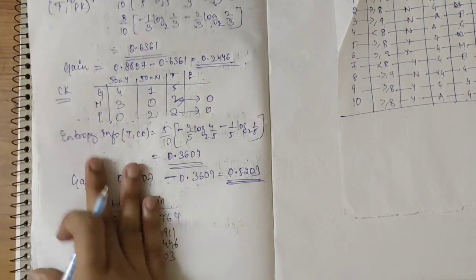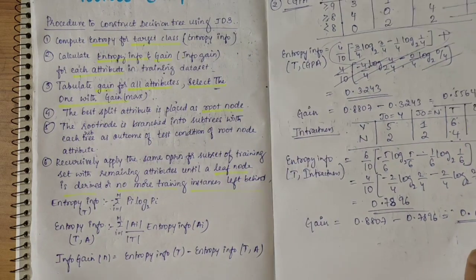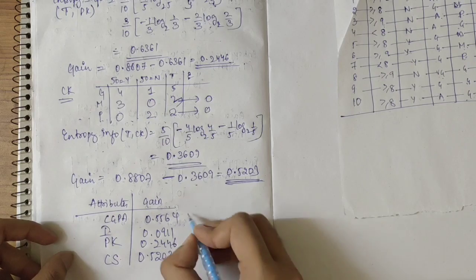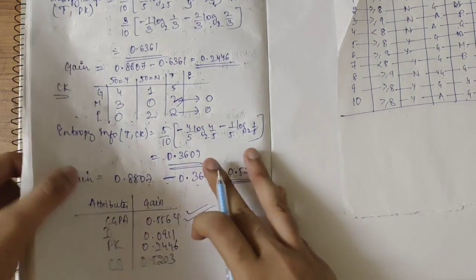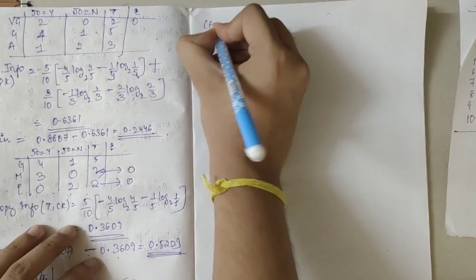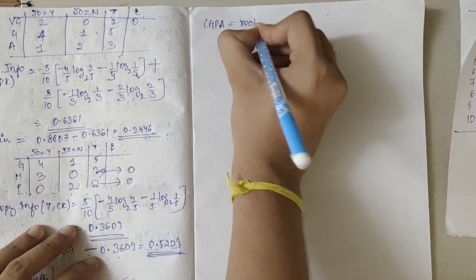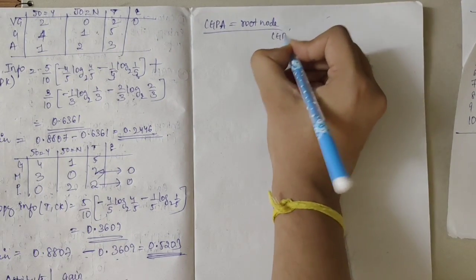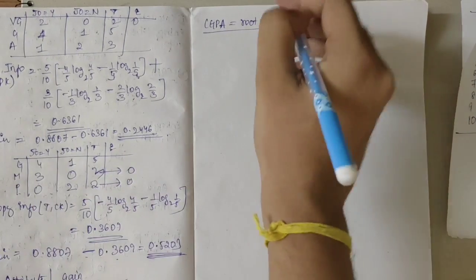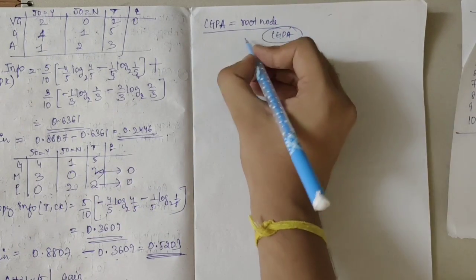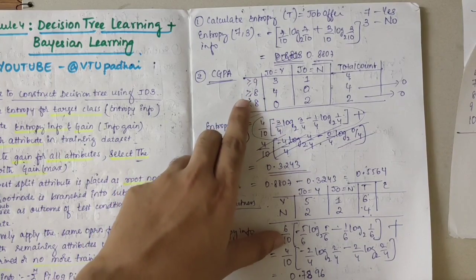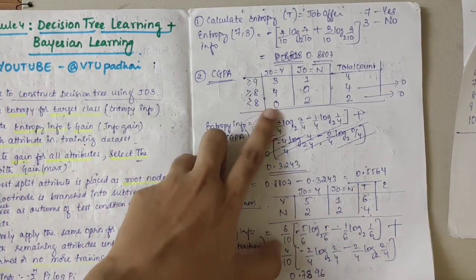Out of these, now I need to select the one. The best attribute would be the one where gain is max. Out of these, gain is max in CGPA, right? So CGPA would be my root node. I'll keep CGPA in the middle with a circle depicting that it is the start node, root node. From here, in CGPA I have 3 variations: greater than or equal to 9, greater than or equal to 8, less than 8.